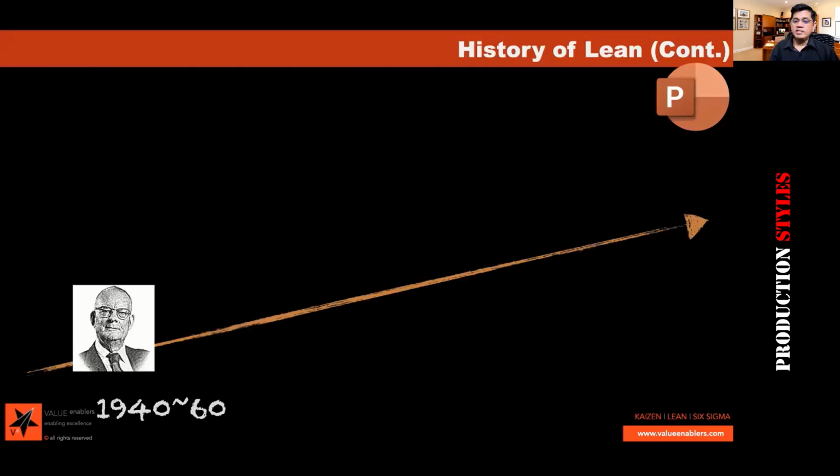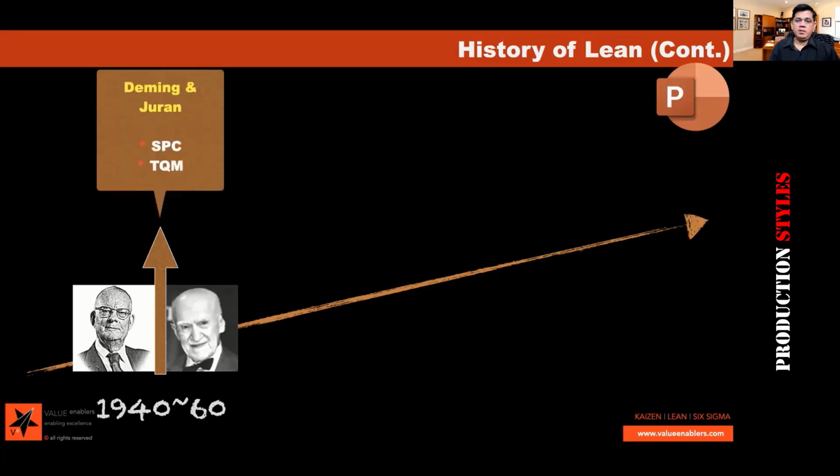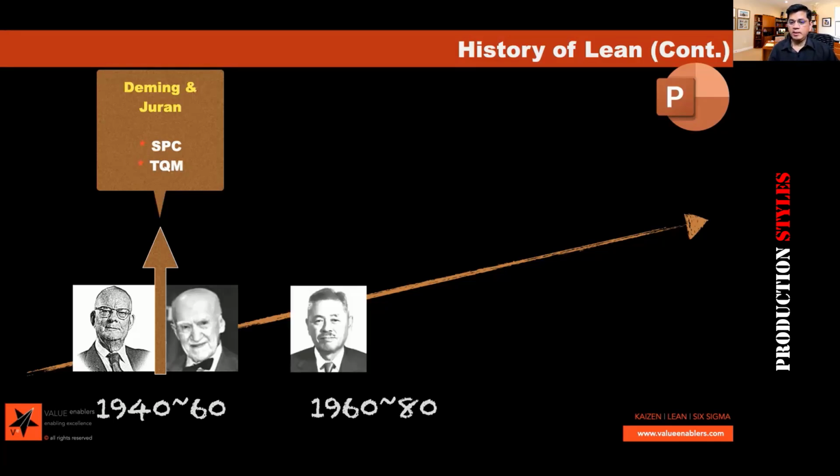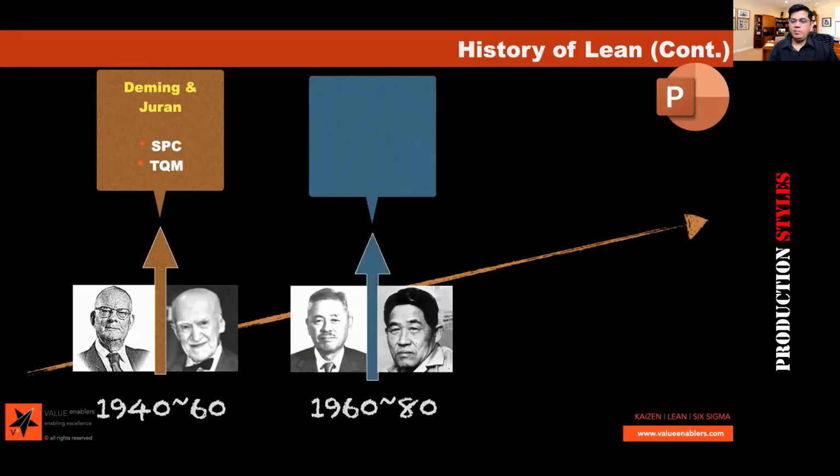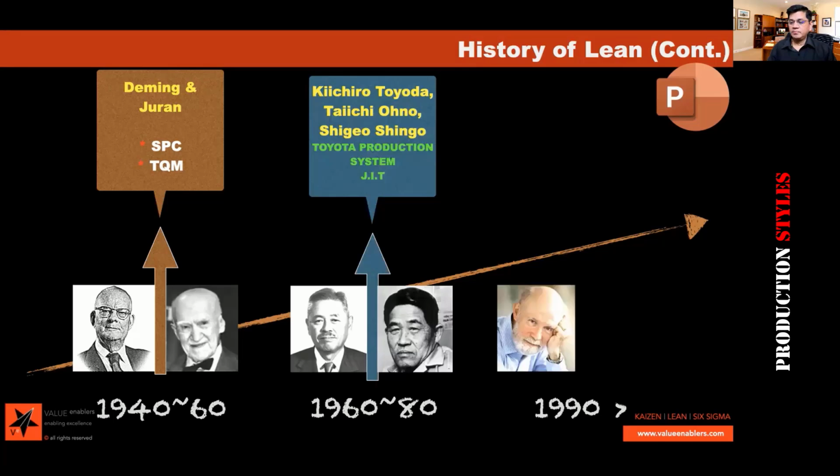So in the 1940s and 50s, there were these two great gentlemen, Joseph Juran and W. Edward Deming. They laid the foundation for the quality movement. And there we have Toyota, Taiichi Ohno, Shigeo Shingo. They have made phenomenal contributions to what we know as the Toyota Production System today, just-in-time concepts.